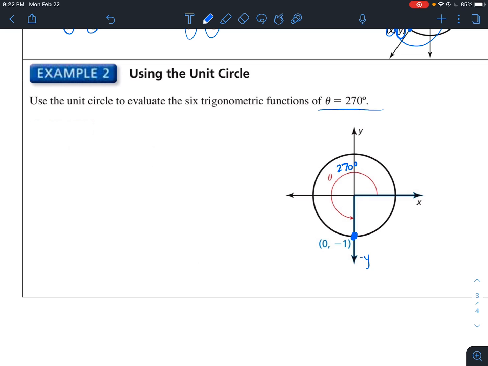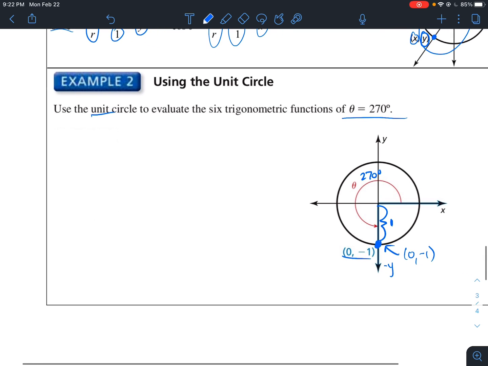Now remember, this is a unit circle, which means our radius is equal to 1. This point right here is 0, negative 1. So in the x direction, we don't move, and in the y direction, we go down 1. So basically, we can sum up our information as this. X is equal to 0. Y is equal to negative 1. R is equal to 1. The radius doesn't have a negative sign, so it's always positive, and our radius is 1.